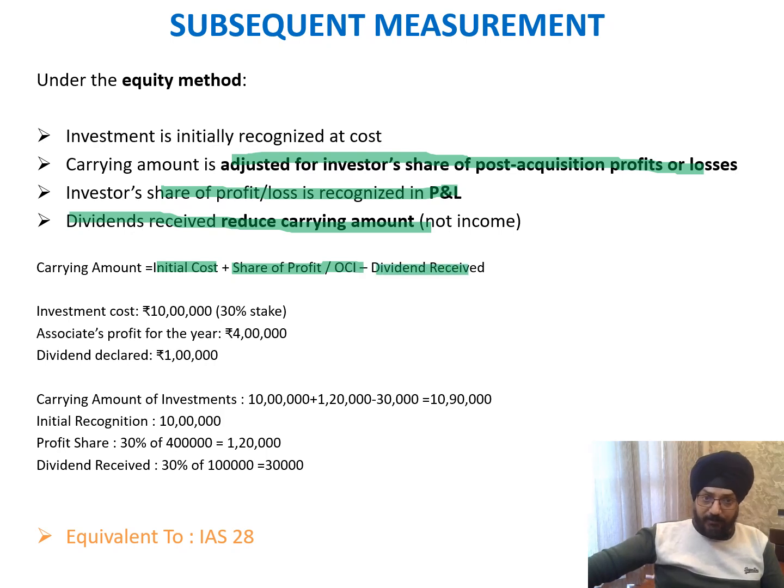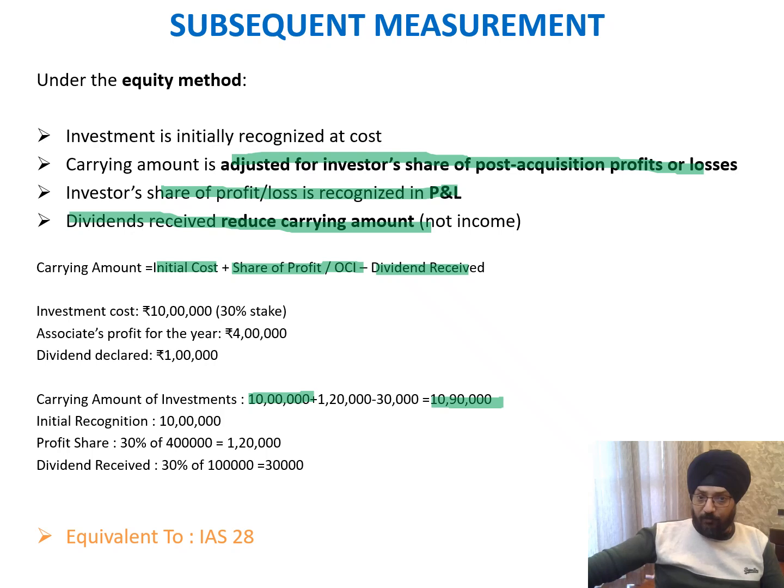Taking a quick example, the investment cost is 10 lakh for a 30% stake in the investee company. The associate's profit is 4 lakh. Dividend declared is 1 lakh. So the carrying amount is 10 lakh. 30% of 4 lakh is 1 lakh 20,000, and we are receiving a dividend which is 30% of 1 lakh, which is 30,000. So the total value would be 10 lakh, which is the original carrying amount, plus 1 lakh 20,000, which is the proportionate share of the profit attributable, minus 30,000, which is the dividend that has been received. So the carrying amount of the investment in my balance sheet would be 10 lakh 90,000.